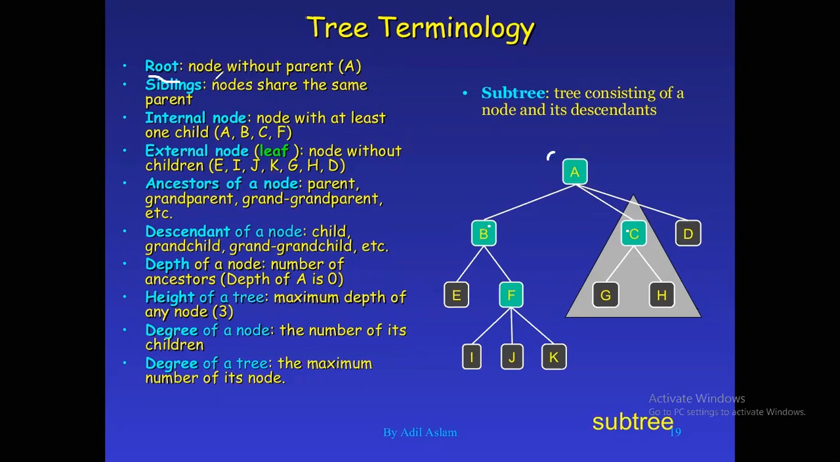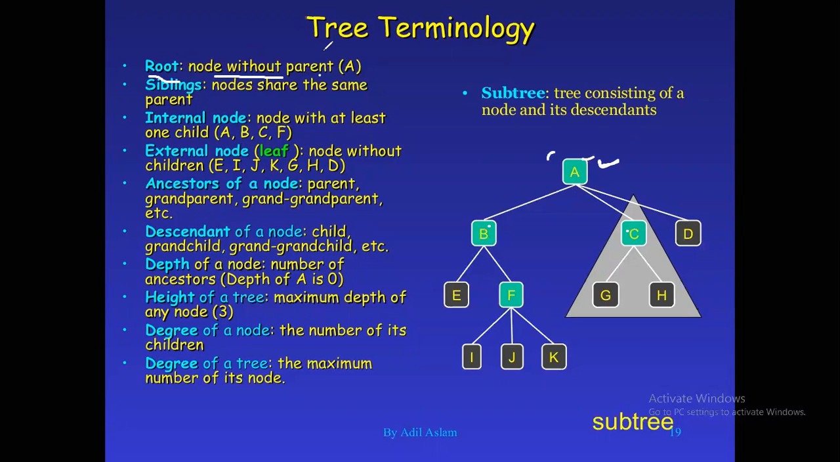So now, a node without a parent. When you take A, it does not have any parent. The tree started from A only. Therefore, a node without a parent is a root. So the example here is A. The tree started with A only. Therefore, A is a root. It does not have any parent.